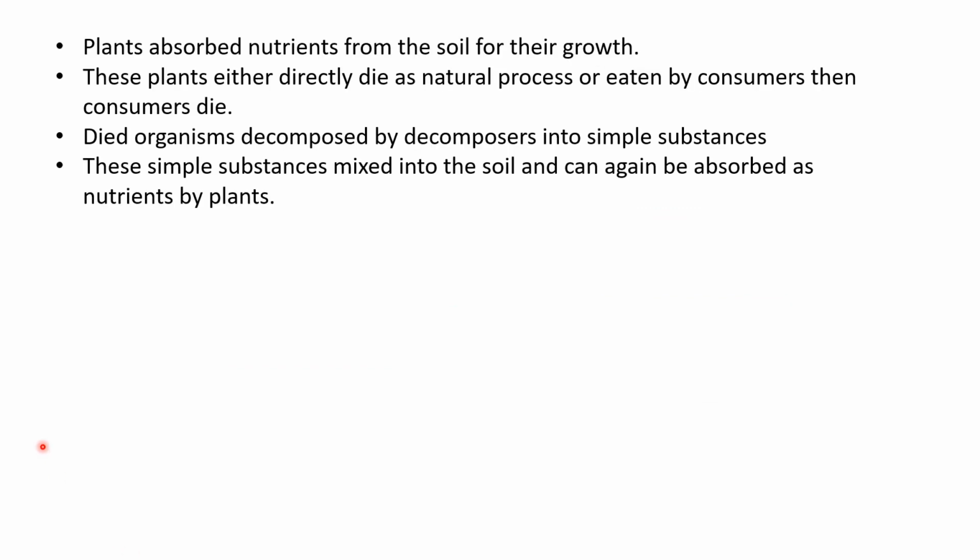So what we learn in that cycle, I have summarized: plants absorb nutrients from the soil for their growth. These plants either directly die as a natural process or are eaten by the consumer. Then the consumer also dies. The dead organism is decomposed by decomposers into simple substances. These simple substances are mixed into the soil and can again be absorbed as nutrients by the plant. In this way, the nutrients are replenished into the soil.